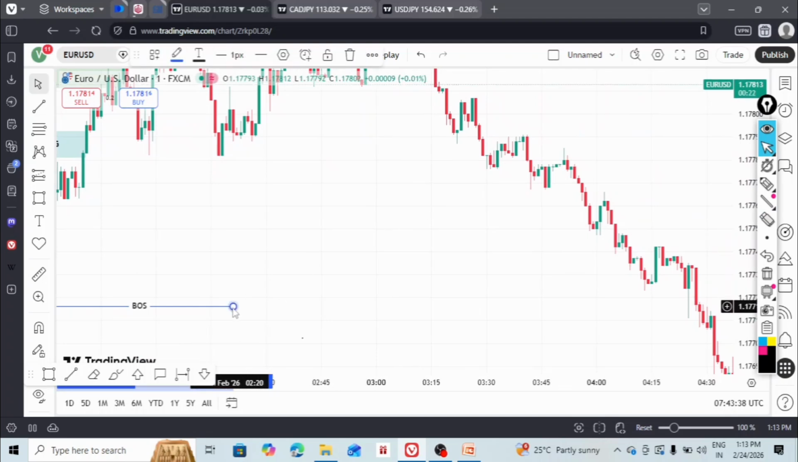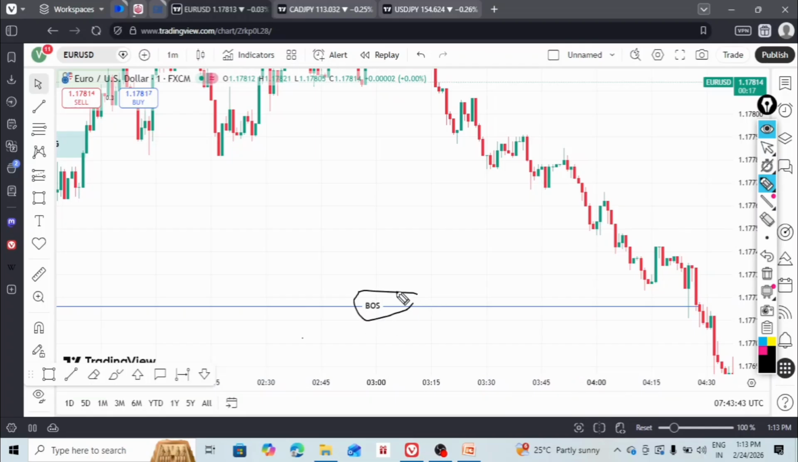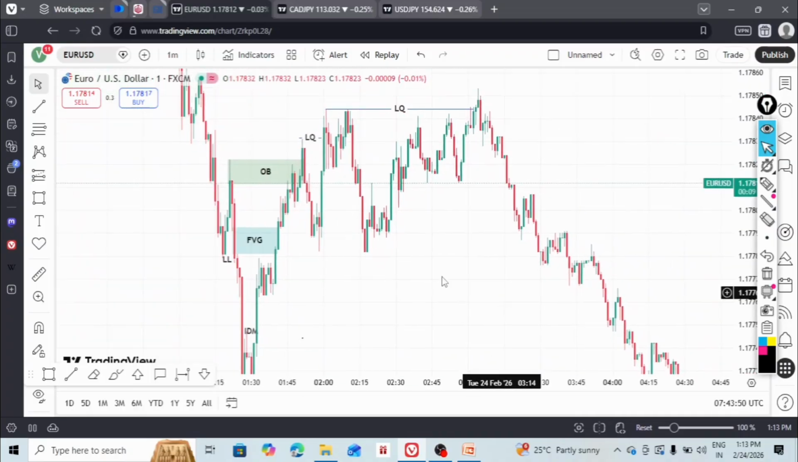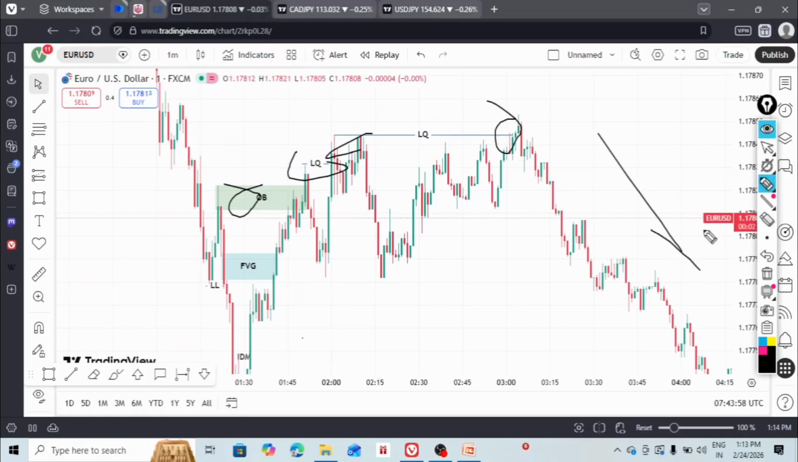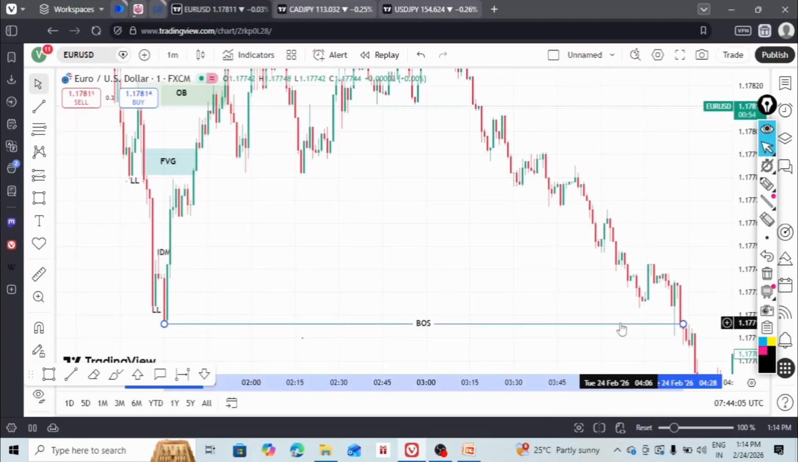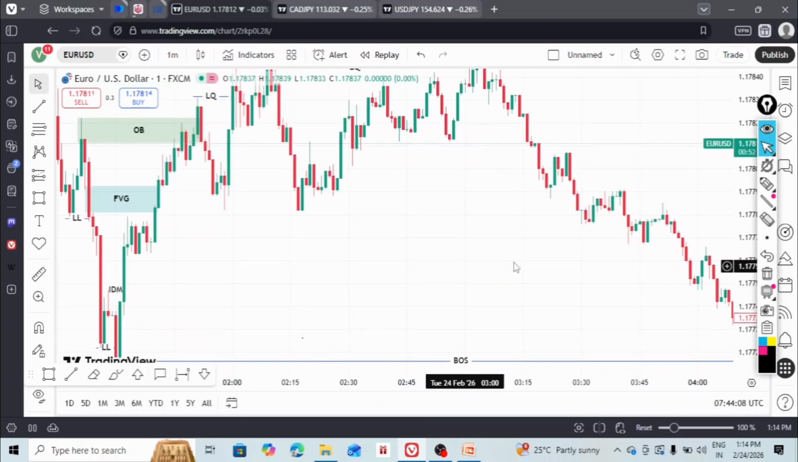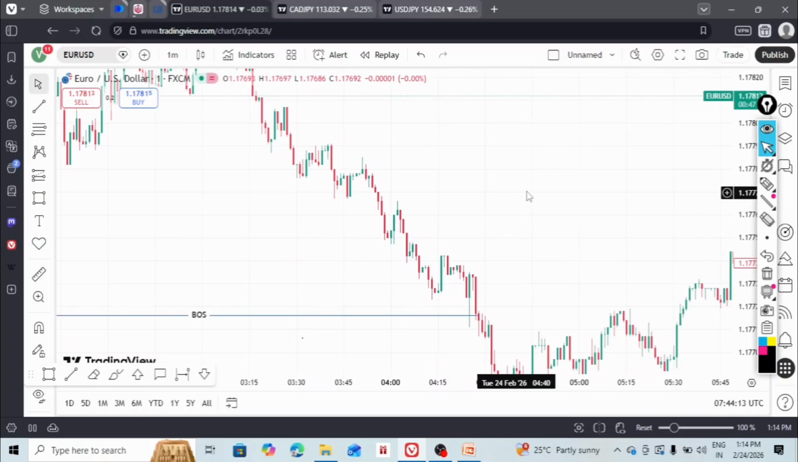So this is the breakout structure, right? This is the external point. So see, after the market swept the external liquidity, the market is moving to the external target. Okay, so this is how liquidity works, and I hope you understand something about liquidity.